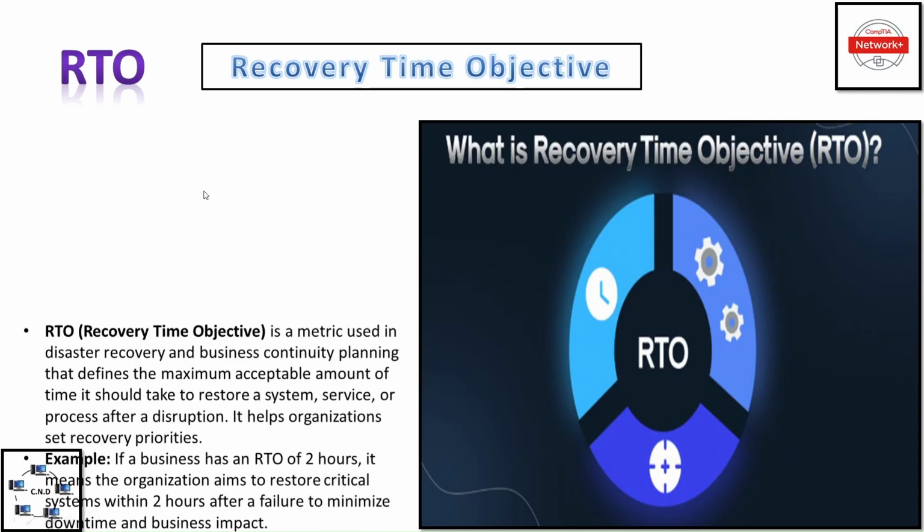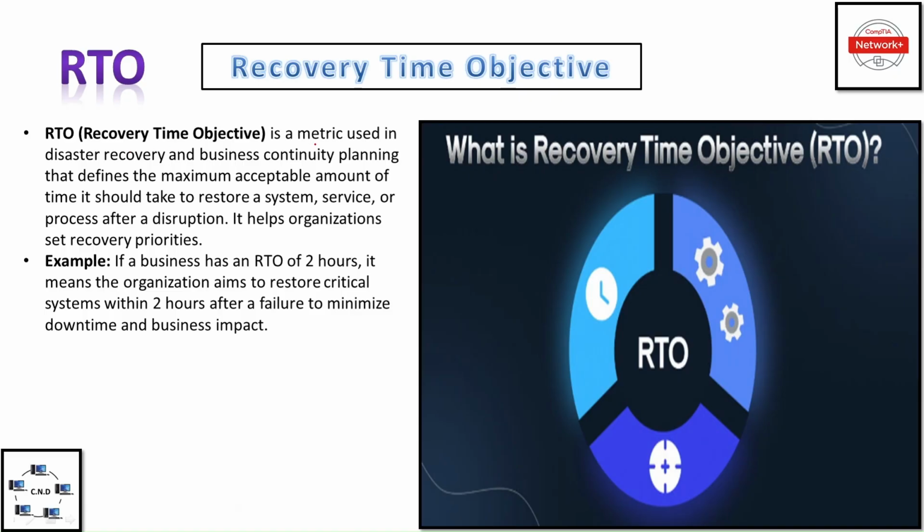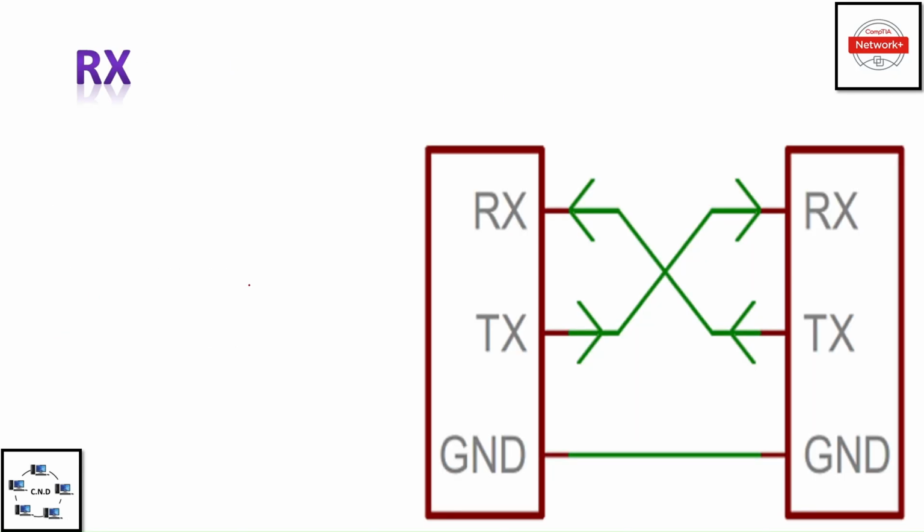RTO, that is recovery time objective. The recovery time objective, or RTO, is a metric used in disaster recovery and business continuity planning that defines the maximum acceptable amount of time it should take to restore a system, service, or process after a disruption. It helps organizations set recovery priorities. For example, if a business has an RTO of 2 hours, it means the organization aims to restore critical systems within 2 hours after a failure to minimize downtime and business impact.